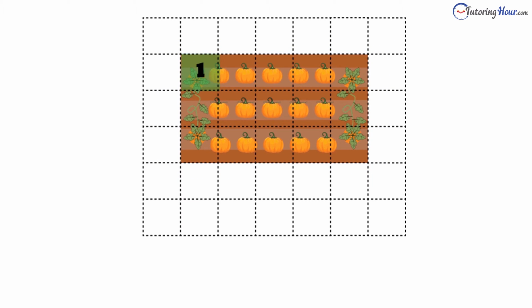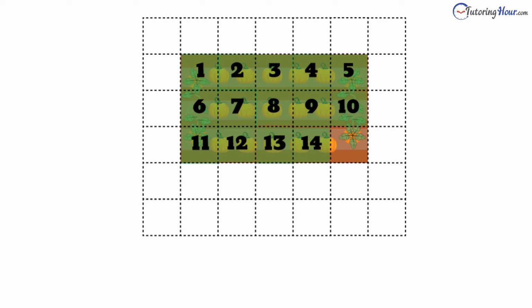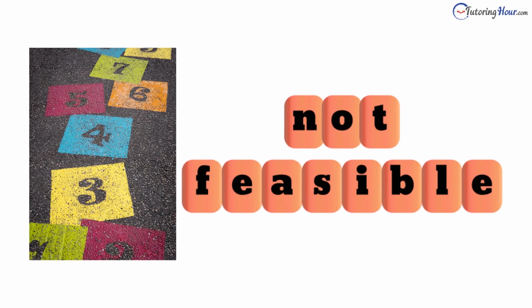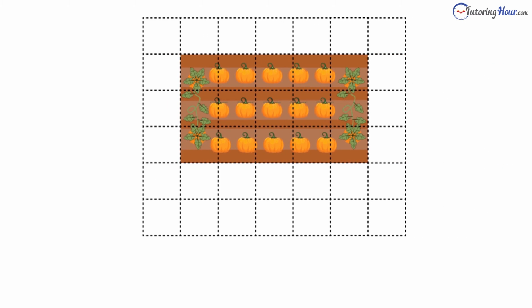We have 1, 2, 3, 4, 5, then 6, 7, 8, 9, 10, 11, 12, 13, 14, and 15 unit squares. But counting squares to determine the area is not always feasible. We need to look for a simpler method. Let's take a look at this rectangle again.